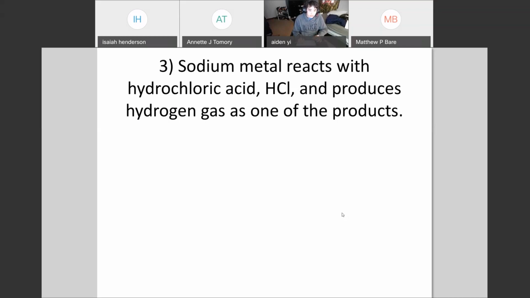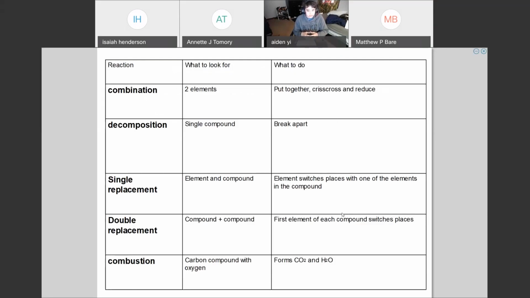I heard background noise. I don't know who that was. So am I caught up? With this one, if you know how to determine this, then you're good with this worksheet.